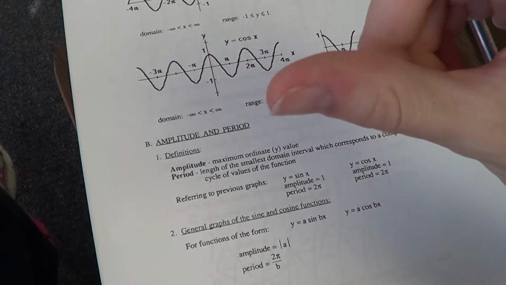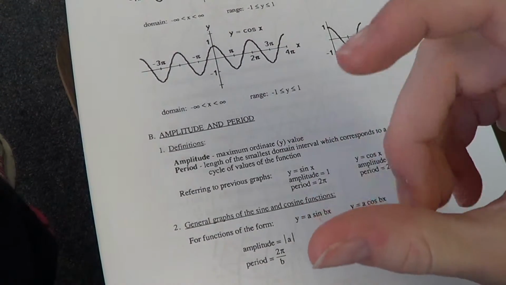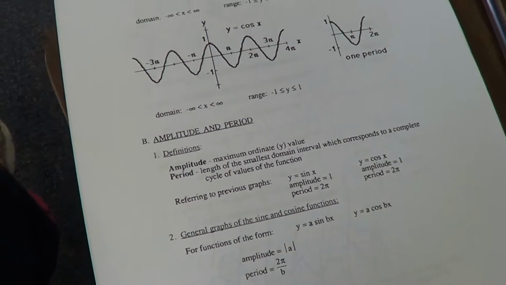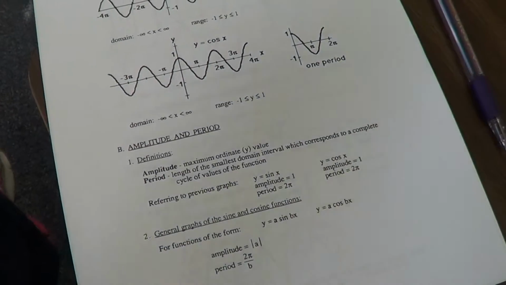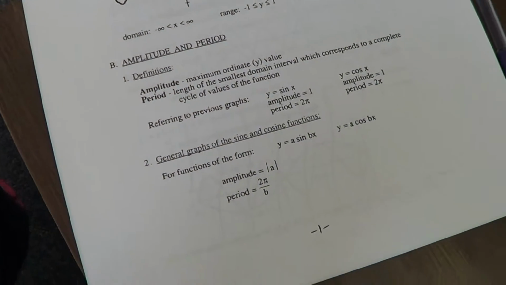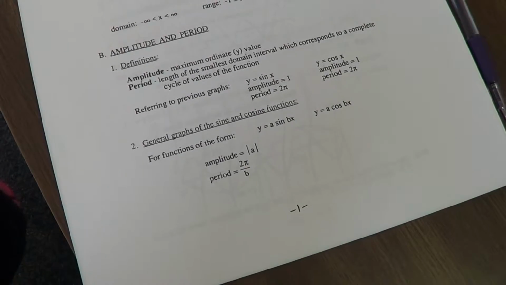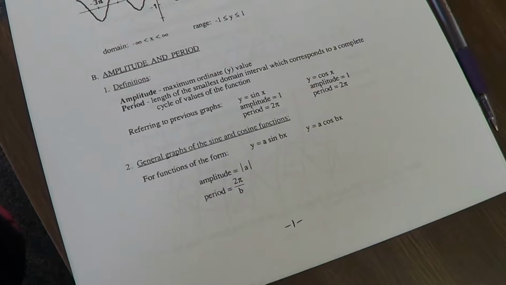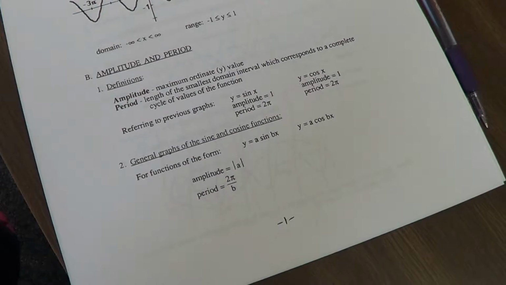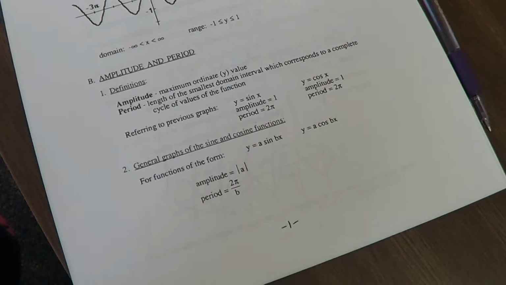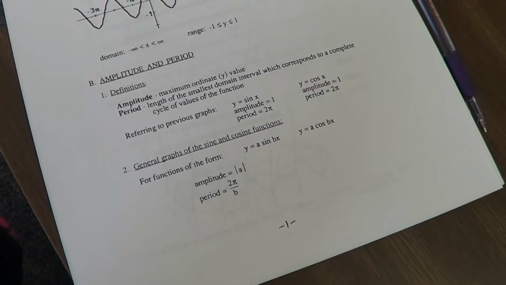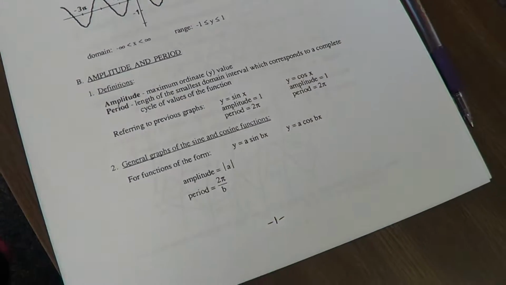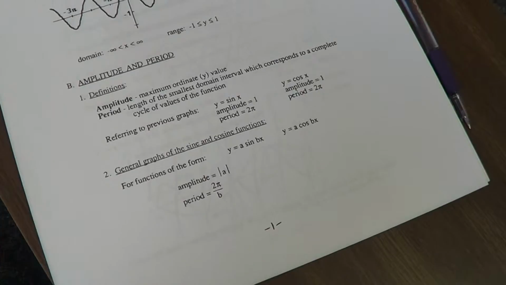But if we have a more complicated one, the amplitude is going to be A, which if you look at number 2, where it says general graphs, the functions will be either of the form y equals a sine of bx or a cosine of bx. So the A is whatever number is in front of the function, and that will tell you what the amplitude is. Or more technically, the absolute value of that number, because it's going to go up to the positive and down to the negative.